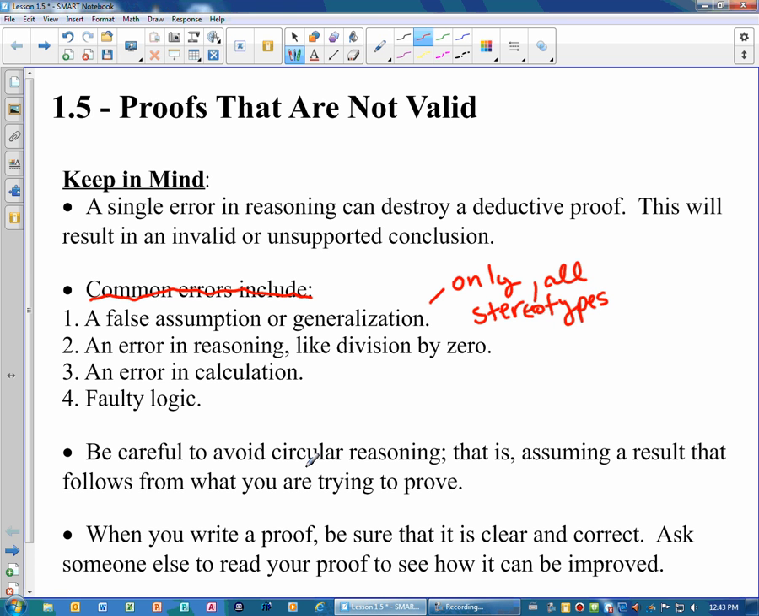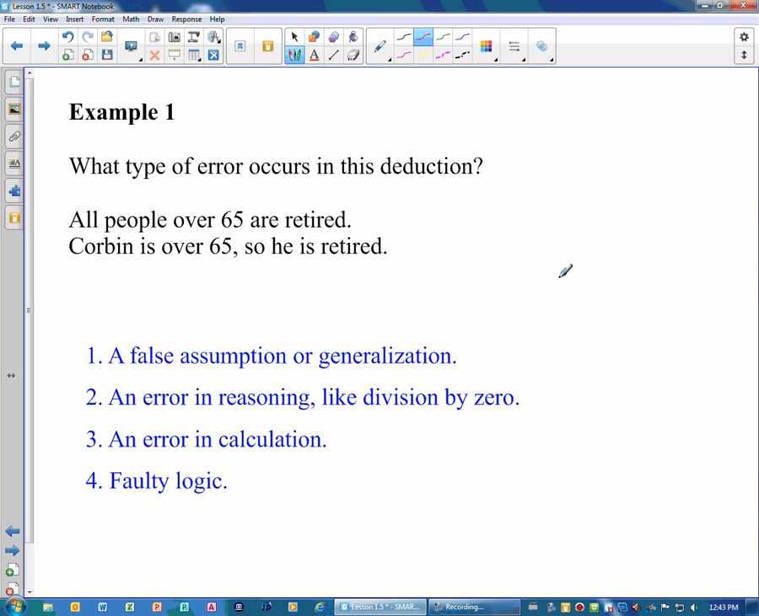Okay, so it says here, be careful to avoid circular reasoning. That is assuming a result that follows from what you're trying to prove. And it says when you write a proof, be sure that it is clear and correct. Ask someone else to read your proof to see how it can be improved. See if they can punch holes in it and figure out a reason why it couldn't be true. Okay, so there's two types of examples that we're going to go over here, and I'm going to ask you what type of error. That's what your quiz is going to be about.